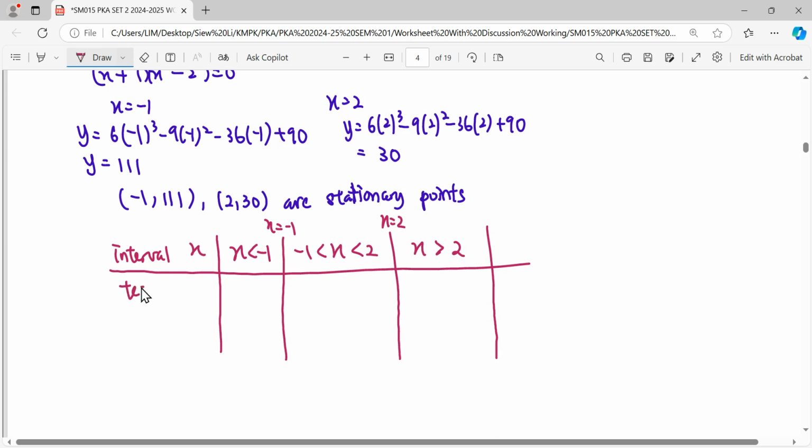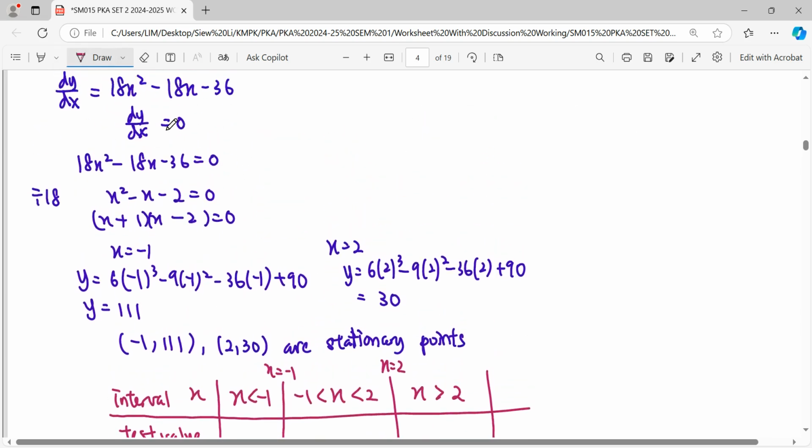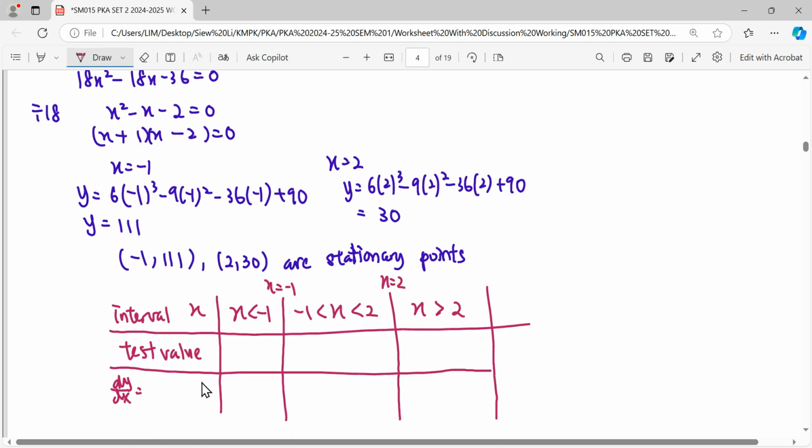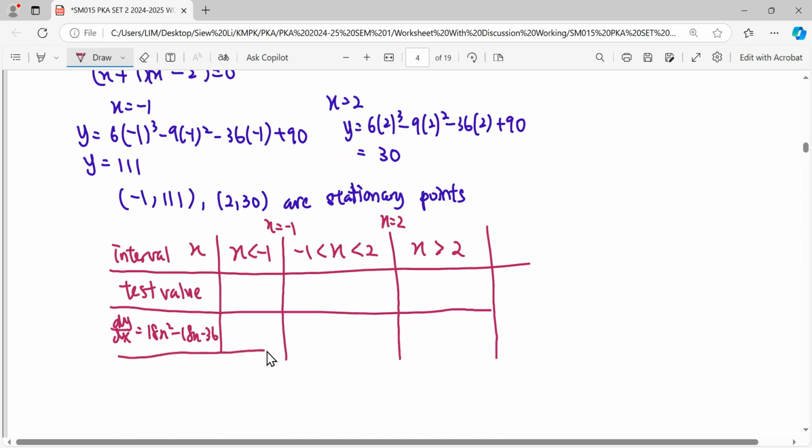Then we can pick a test value here to substitute into our first derivative, which is our dy/dx. So our dy/dx is this one, 18x squared minus 18x, then minus 36. Then you come out with the conclusion.